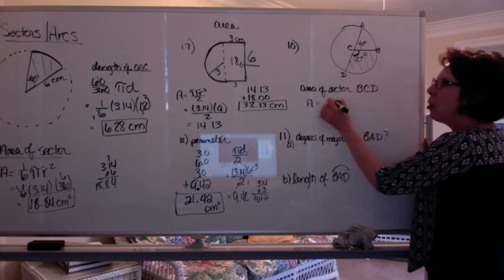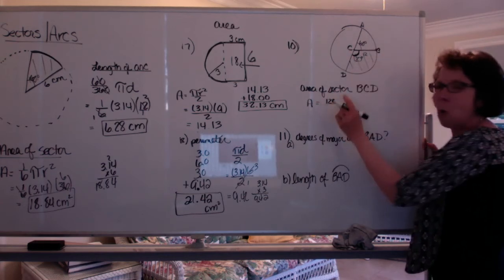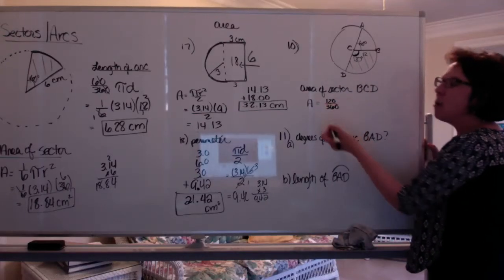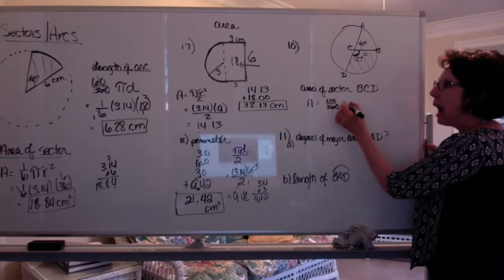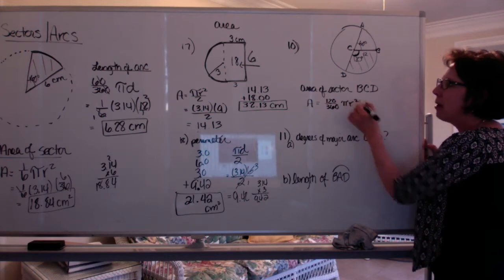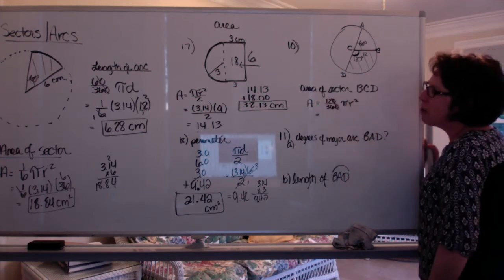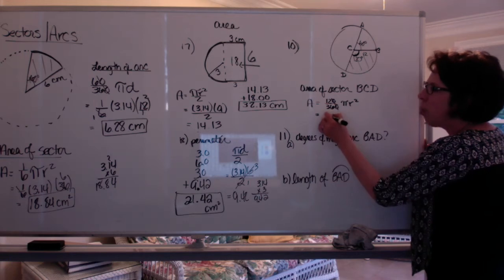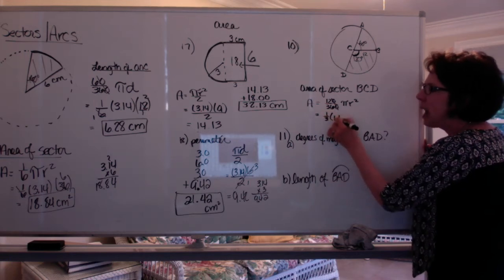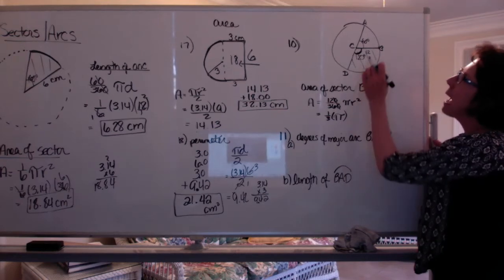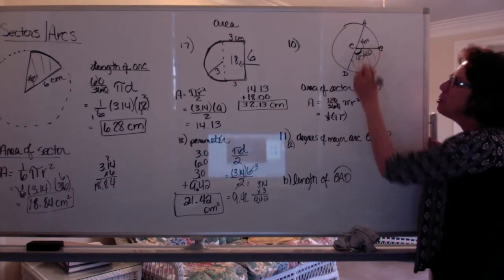Well, it's the angle, 120, over what's a complete circle? 360. And then area of a circle is pi r squared. So let's go ahead and reduce this. 12 over 36 is what? It's 1/3. Now, they told me to leave pi in my answer, and then my radius is 12.